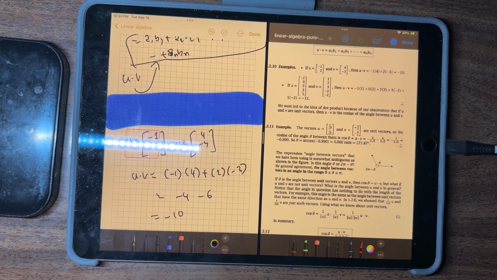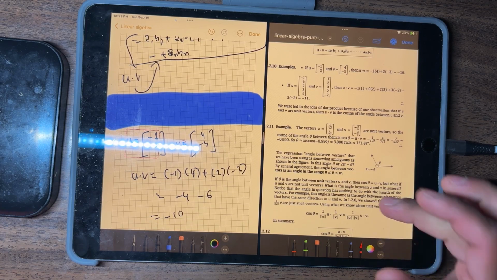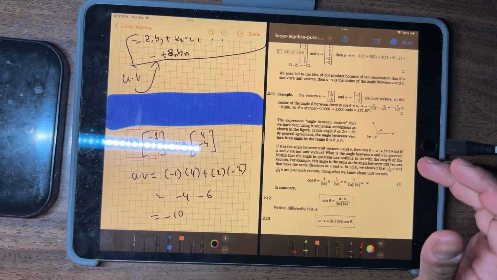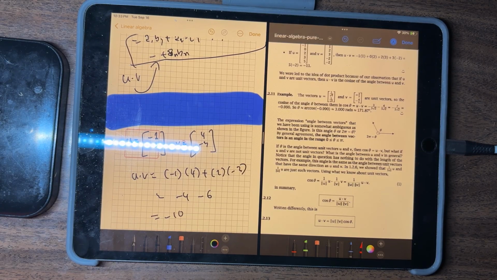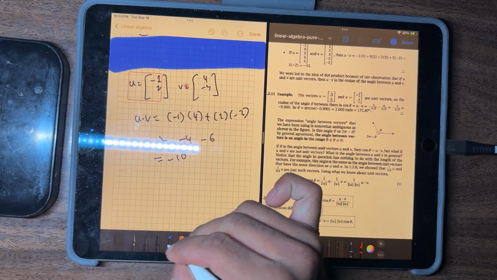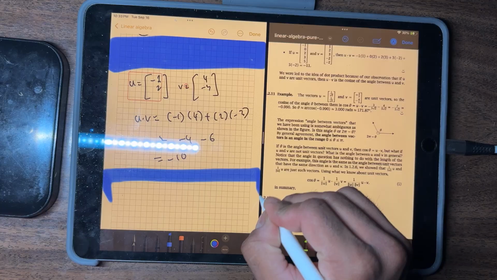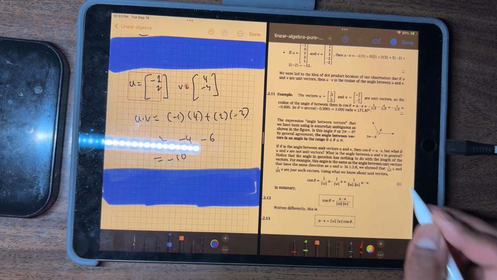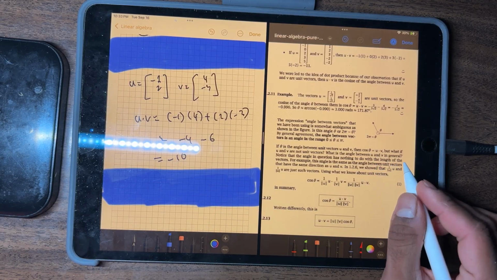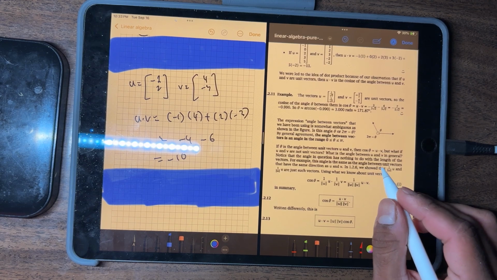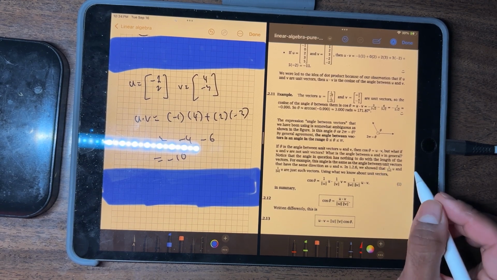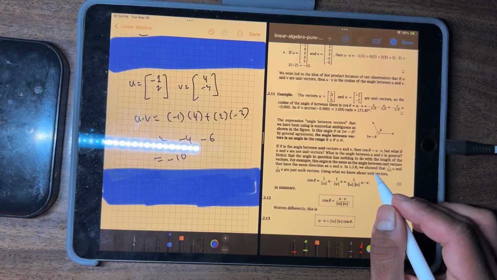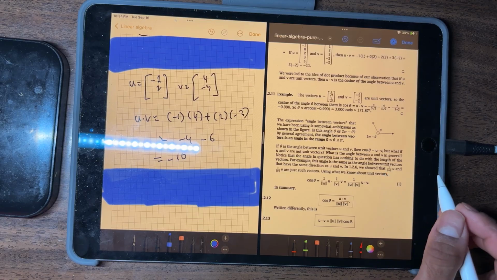Now the angle between vectors is in the range 0 less than or equal to theta less than or equal to pi. If theta is the angle between the unit vectors, and cosine theta is u dot v, so I have two equations here. What is the angle between u and v in general? The angle in question has nothing to do with the length. So this is the same as the angle between unit vectors having the same direction.